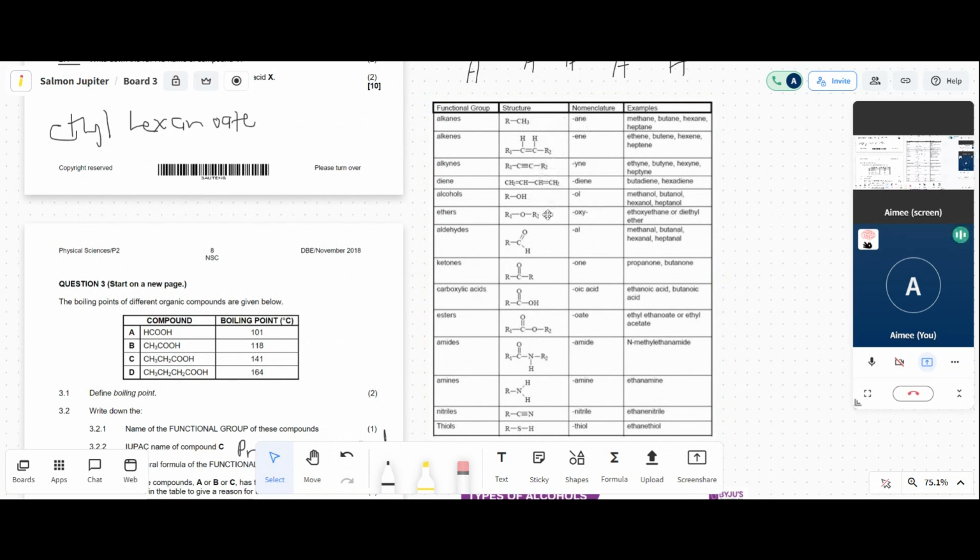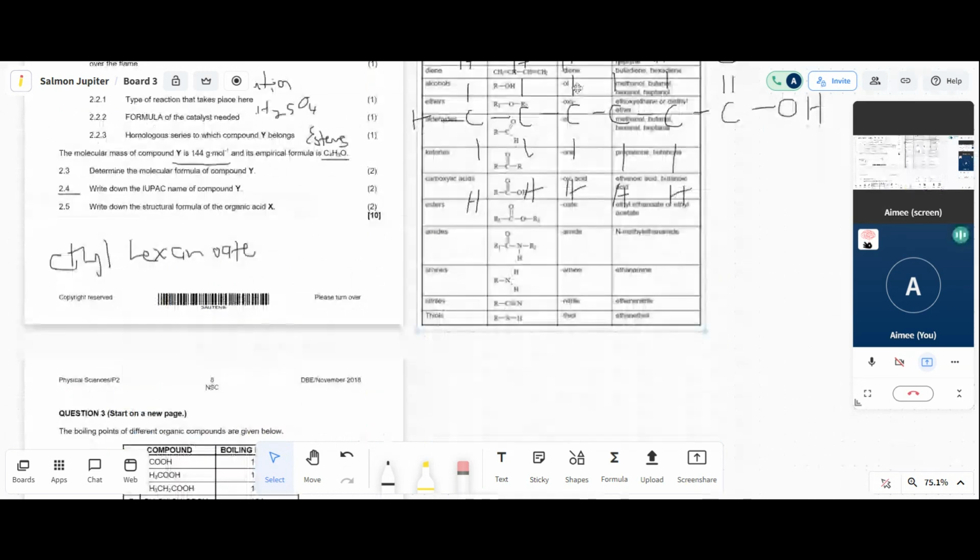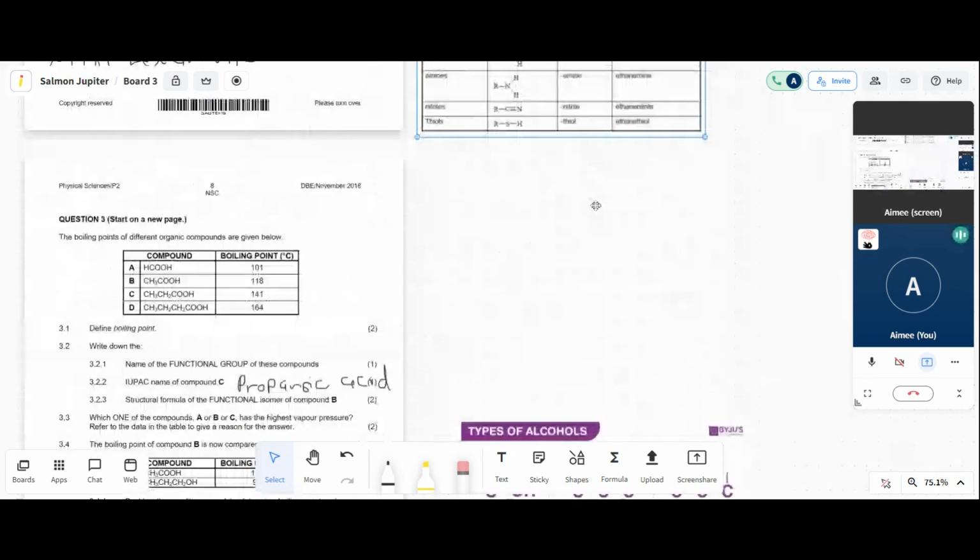It's not an ester, sorry, it's not an ether, there's only one O. It's not an aldehyde, only one O. It's not a ketone. And so we are only left with one viable option, and that's an ester, because an ester is the only other functional group that has a double O. Okay, so we know that we're actually drawing an ester with the same molecular formula.